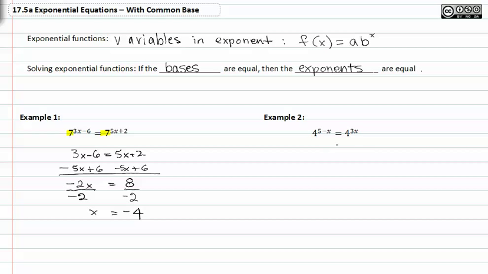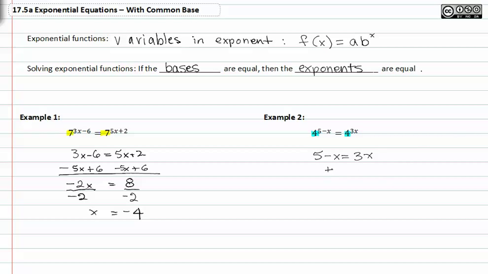Similarly, with example 2, we see that our bases are 4 in both sides of the equation. Since the bases are equal, then the exponents are equal, and we can simply solve for the exponents by dropping the bases out.